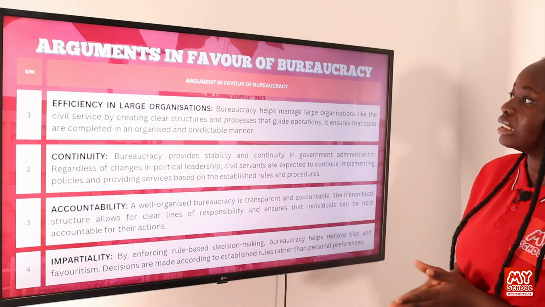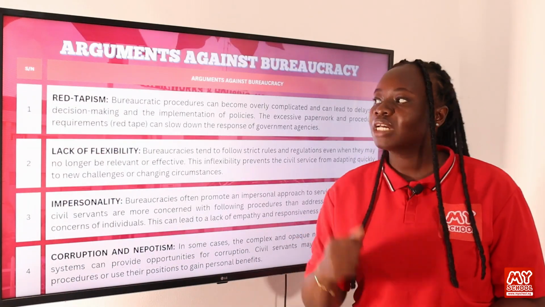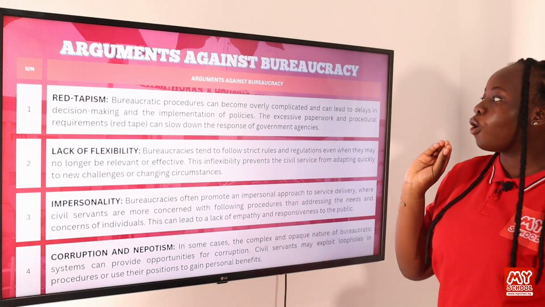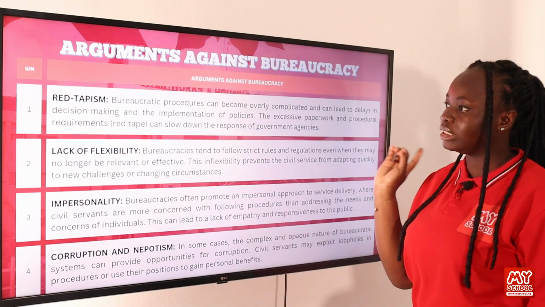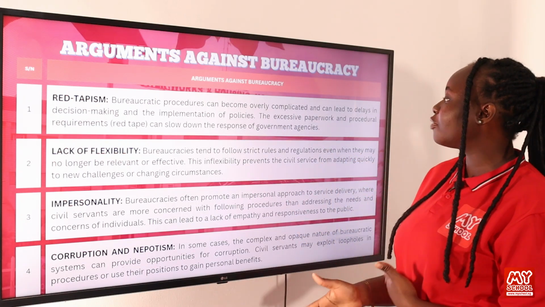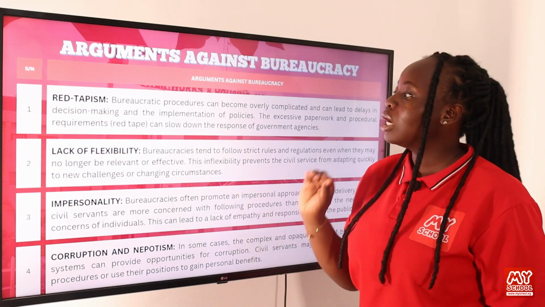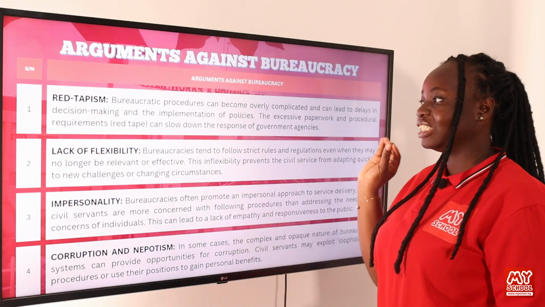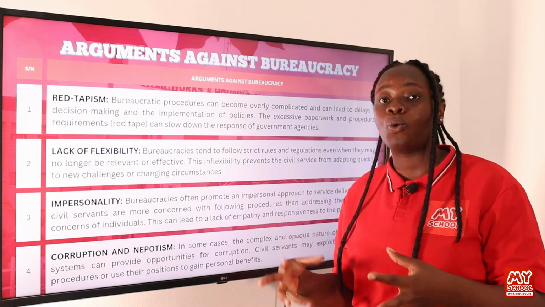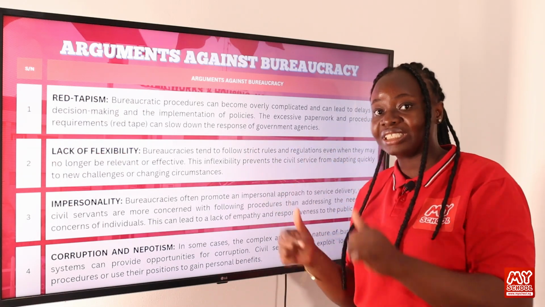Now let's move on to the next slide where we'll discuss the arguments against bureaucracy. One of the arguments against bureaucracy is red tapeism. Bureaucratic procedures can become overly complicated and can lead to delays in decision-making and the implementation of policies. The excessive paperwork and procedural requirements, which is referred to as red tape, can slow down the response of government agencies. So when you hear the word red tape, we're talking about the excessive paperwork that is involved in the administration of a particular organization.